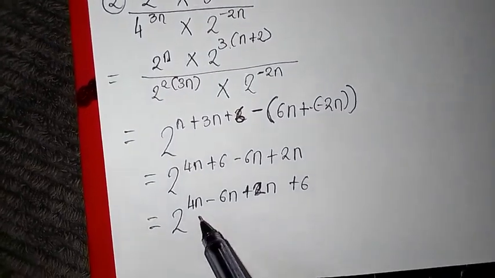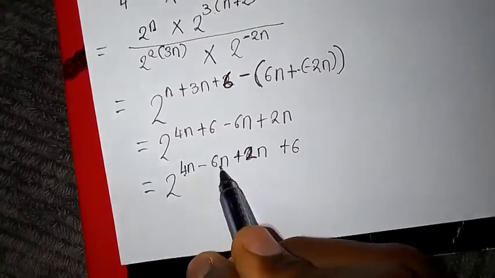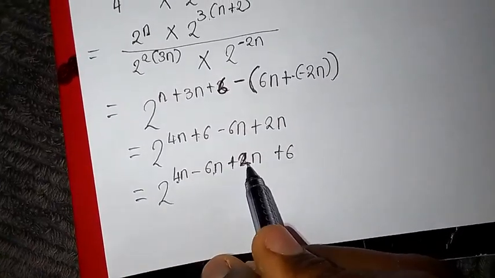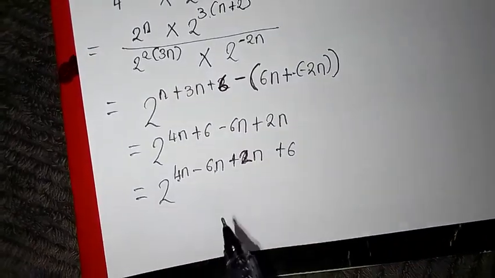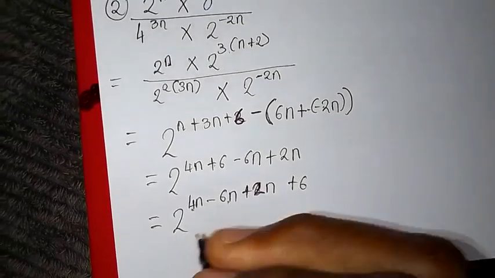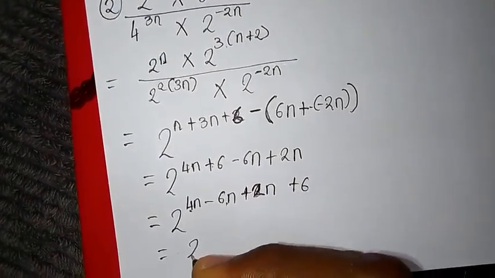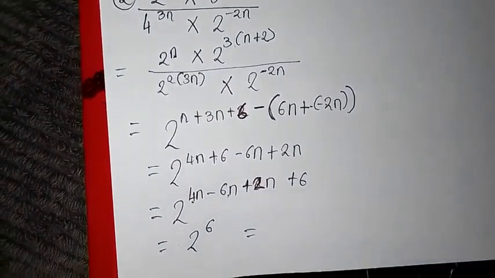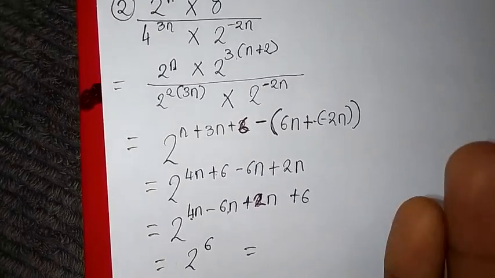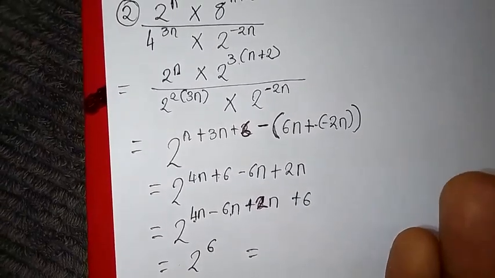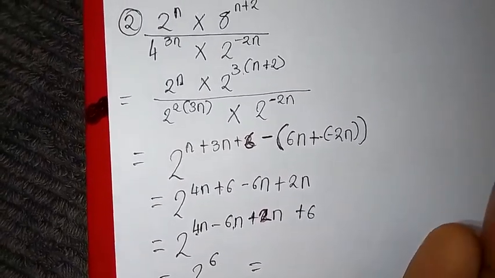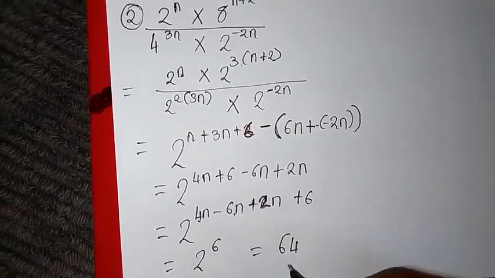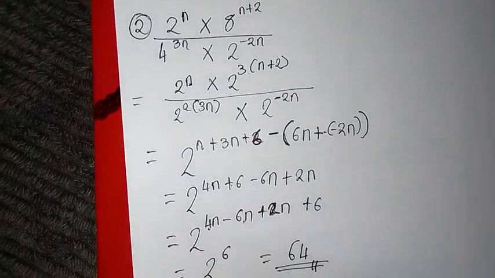So 4n minus 6n, it's negative 2n. Negative 2n plus 2n, that's 0. So this is going to be 2 power 6, and this equals 2 times 2 times 2 times 2, 4 times 2, 8 times 2, 16 times 2, 32 times 2, 64. So this is the answer for this question.